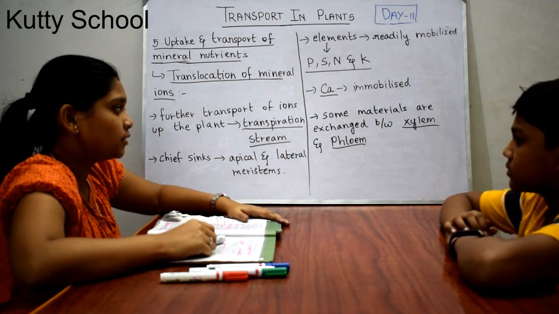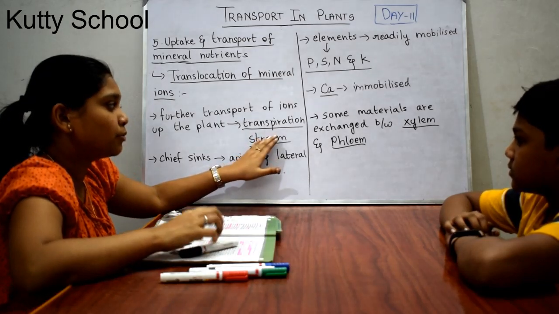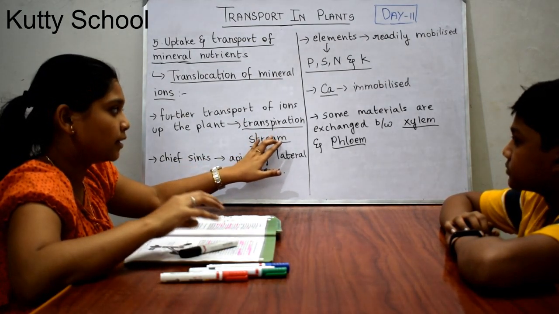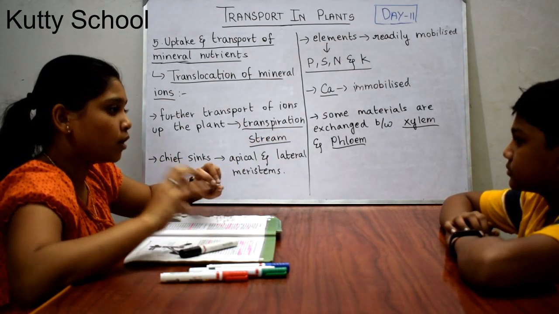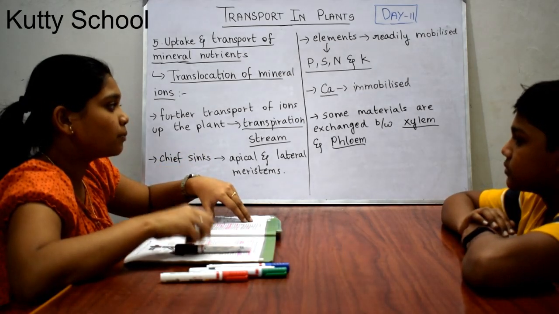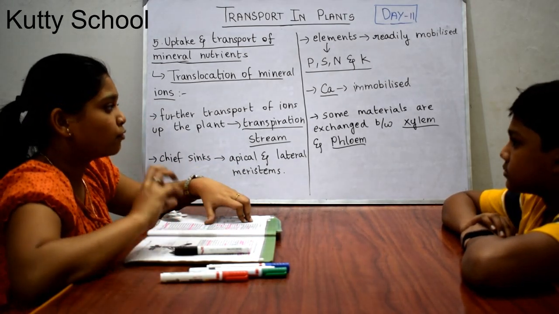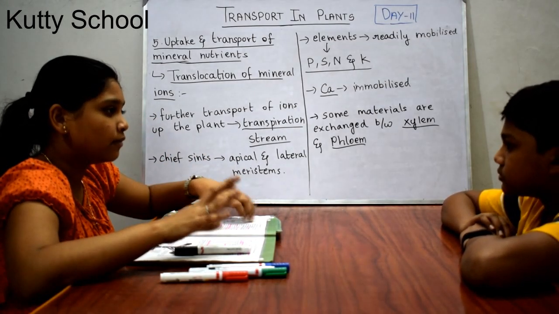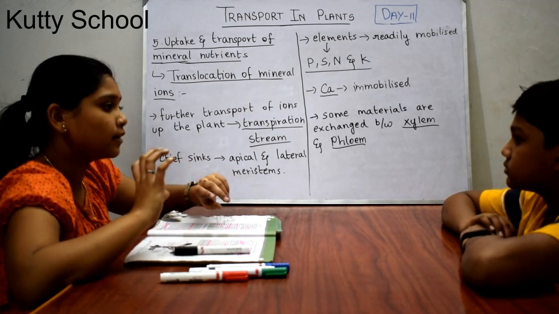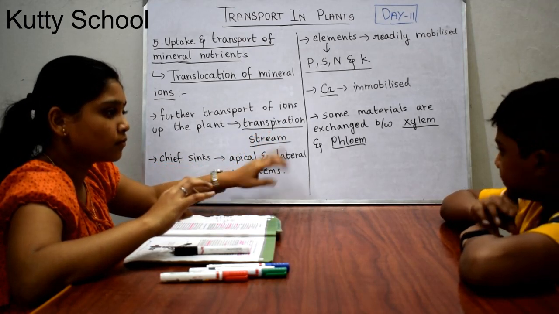Some materials are exchanged between xylem and phloem. We cannot say a particular material. Some water and some food materials are exchanged between xylem and phloem. So we cannot say that xylem transports only organic material and phloem only inorganic material. Xylem transports water, and phloem transports food materials and some inorganic materials also.